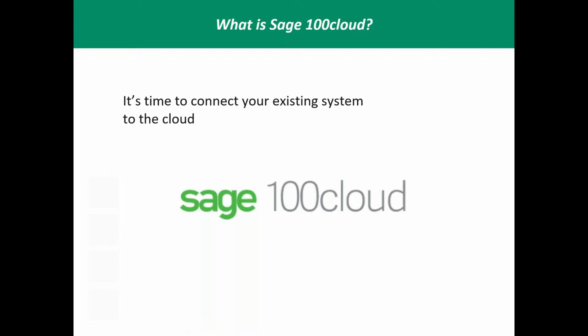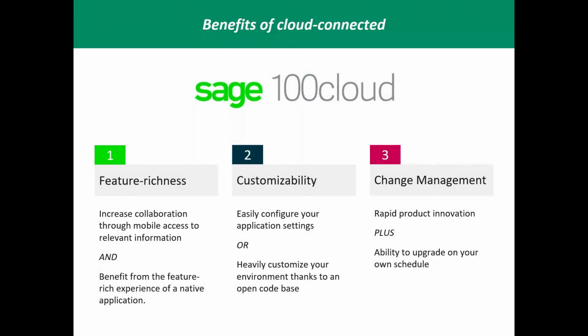And for many businesses, the right fit is a hybrid solution that combines the stability and full feature set of an on-premise ERP with access to a wide range of cloud-connected applications. This is Sage 100 Cloud. We know the name Sage 100 Cloud may be confusing for some. I like to think of it as Sage 100 plus Cloud. You keep everything you know and love about Sage 100, plus have access to a multitude of cloud-connected solutions.